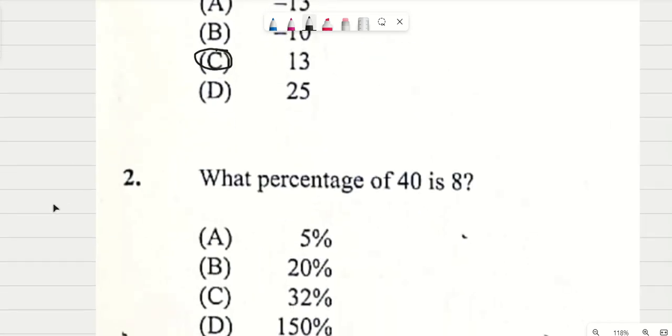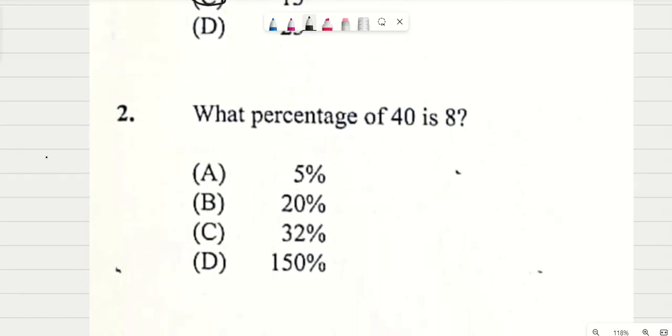Right, what percentage of 40 is 8? Now, this can be done two ways. I'll do the two ways. You can use the answers. They say, what percentage of 40 is 8? 5%, 5 over 100 multiplied by 40. See if that is equal to 8. 5 into 5, 1. 5 into 100, 20. 20 into 2, 1, 20 into 40 is 2. Your answer is not 2, so A is out of it.